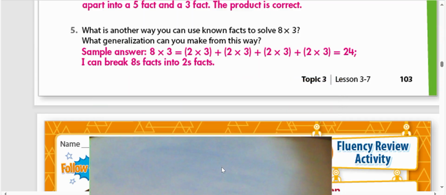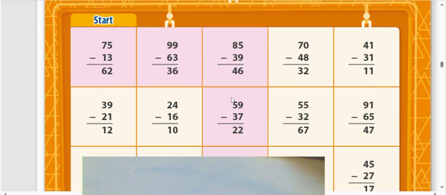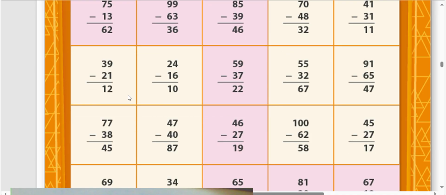We can break 8's factors into 2 factors. Have a practice activity. This example, you can stop the video and solve all these questions yourself. You can find the difference with regrouping. Okay, it's very easy. This is 46 minus 27.